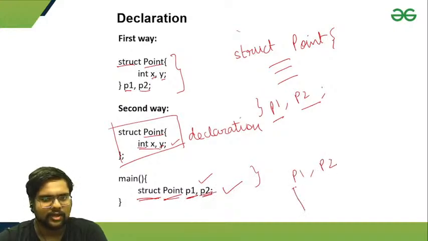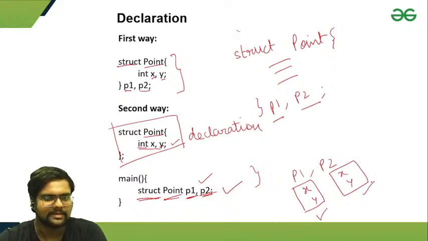So p1 and p2 are two objects, and the memory will be allocated to them. One is for x, another is for y. So it will be something like this. When we define p1 and p2, then the memory gets allocated, but at the time of declaration no memory will be allocated. So no memory here, and here memory will be allocated.